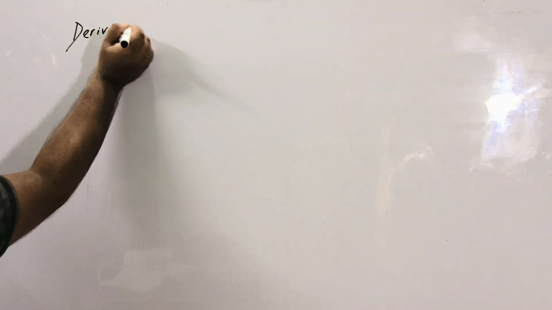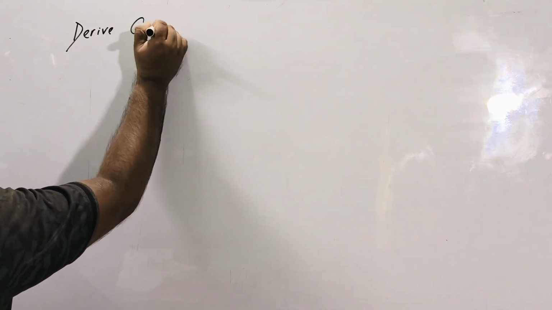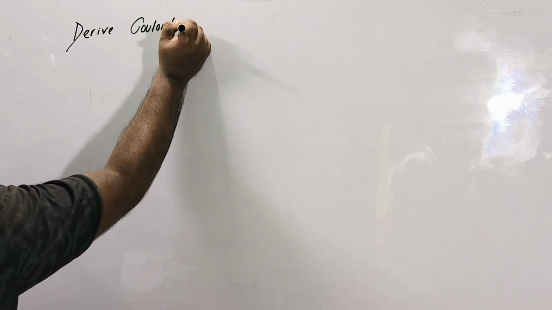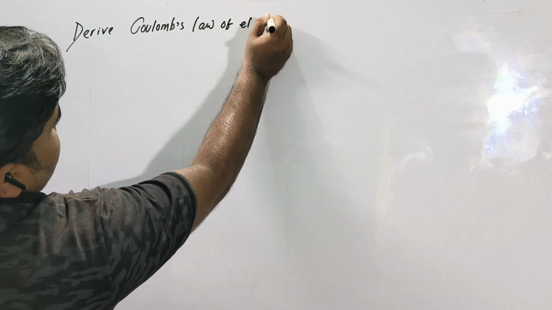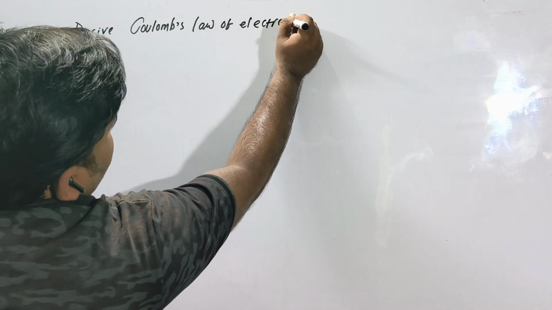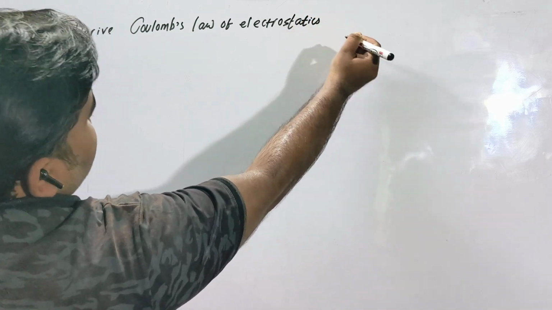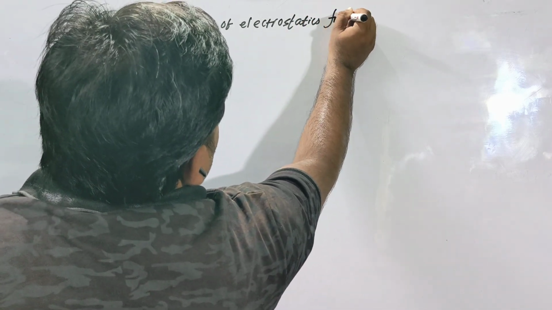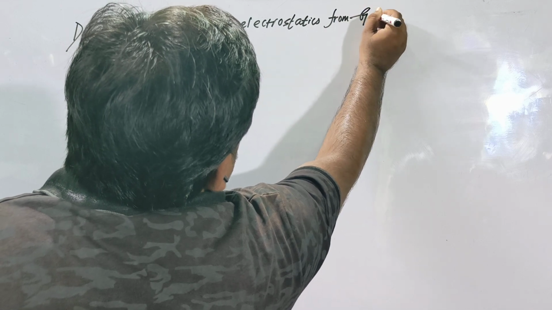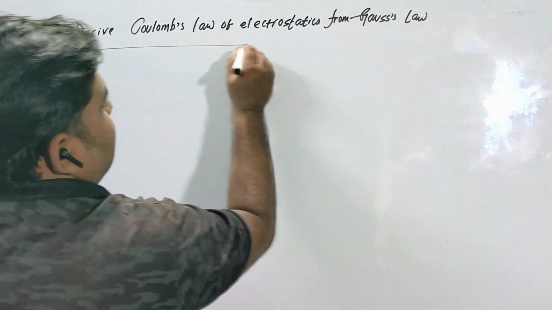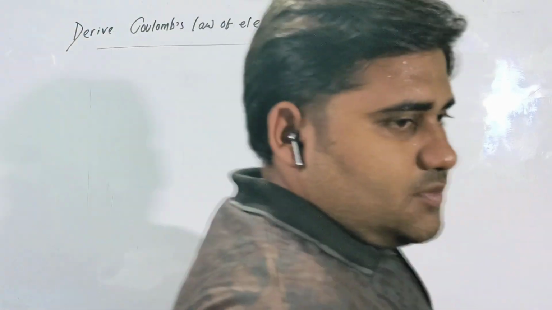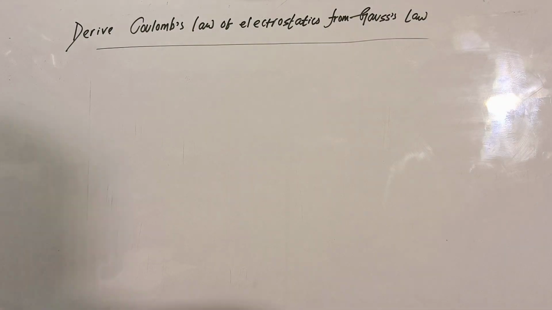Okay, so the question is: derive Coulomb's law of electrostatics from Gauss's law. This is what your heading is.